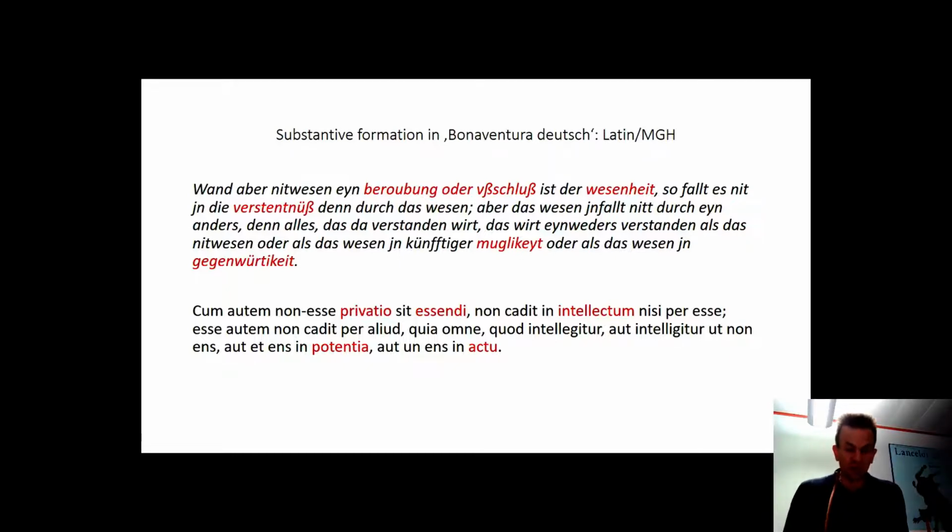Beraubung or Ausschluss translates privatio, Wesenheit translates essendi, Verständnis translates intellectum, Mügligkeit translates potentia, and Gegenwärtigkeit translates actu. The fact that the German Bonaventure passage, despite its closeness to the Latin original, refers exclusively to indigenous language material is also noteworthy, even if it is not really astonishing given the well-known sociolinguistic background.